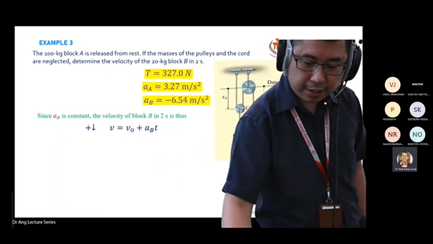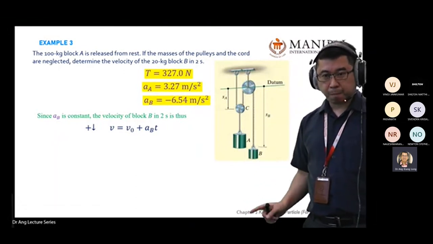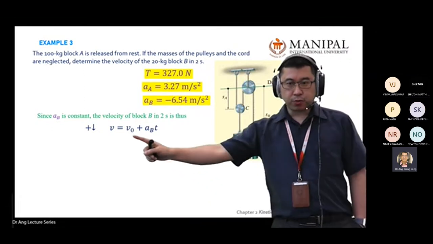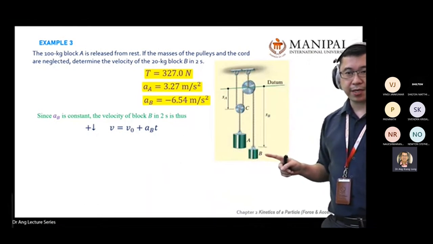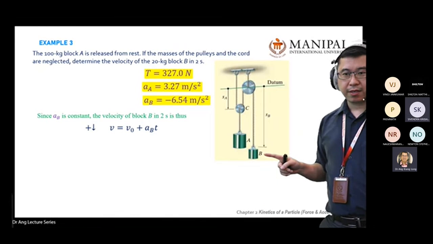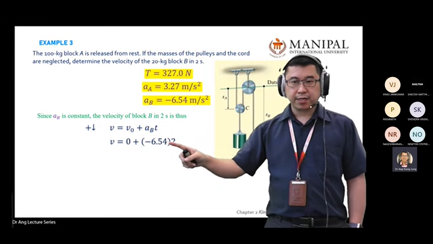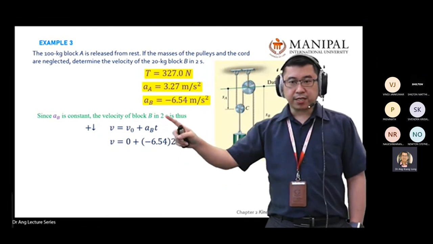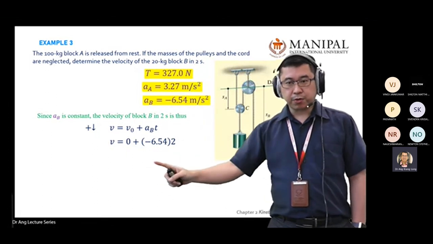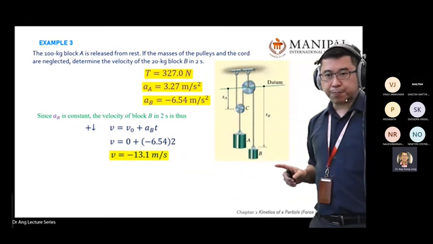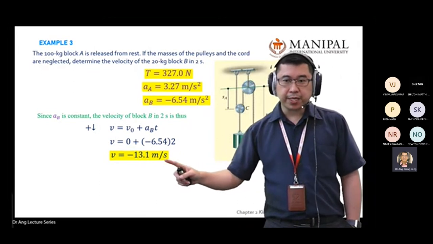Let me ask. Sivendra, are you there? Yes, I'm here, sir. So what do you think? If you want to use this equation for B, what is the initial velocity for B? It should be zero, sir. Correct. So when you put zero and substitute the acceleration of negative 6.5, and T is given by the question, you use your calculator, and the velocity for B after 2 seconds will be minus 13.1 meter per second.